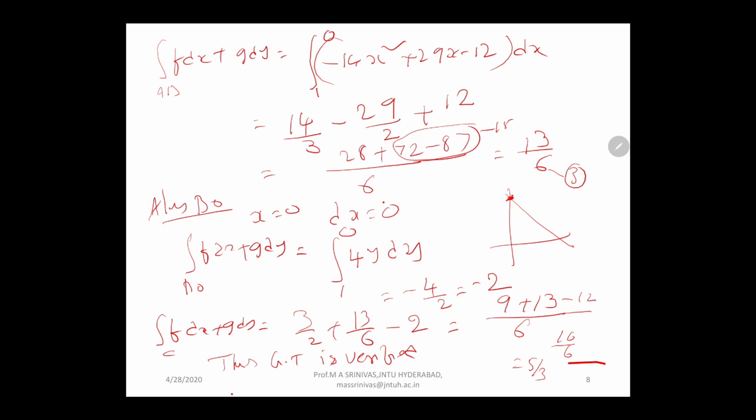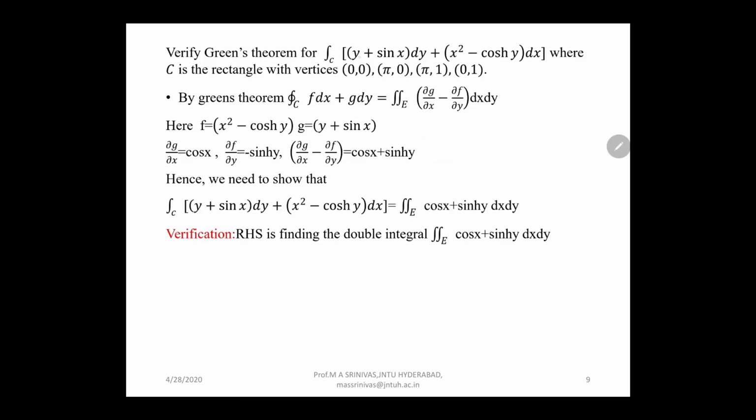Verify Green's theorem. Again, here also we need to verify Green's theorem for this. That is, this is f bar, f is this, g is this. This is f dx plus g dy. C is the rectangle with this. Unlike the previous one, here the curve is a rectangle.